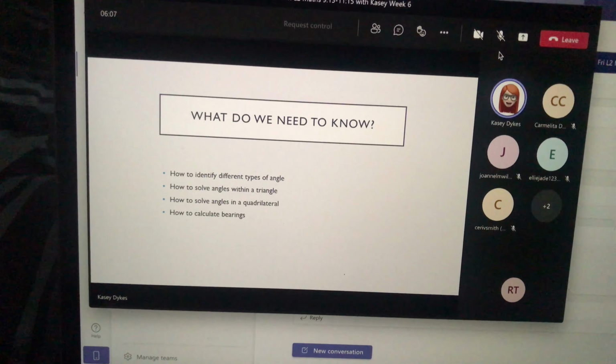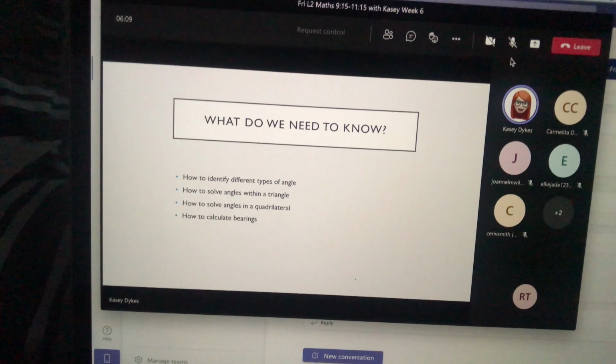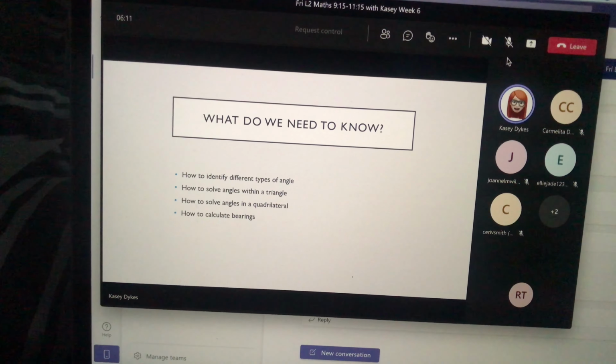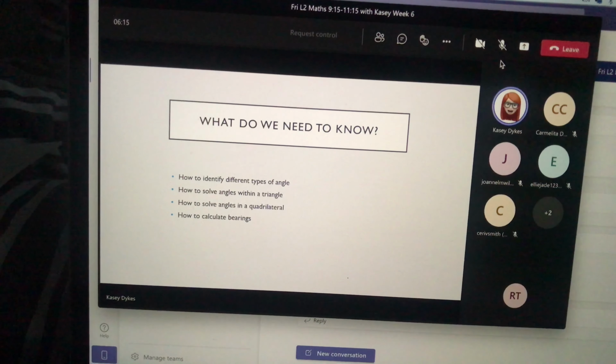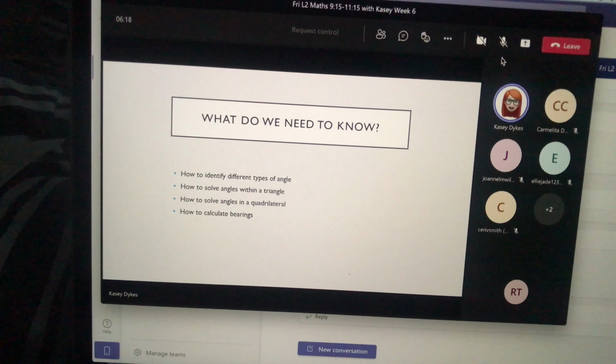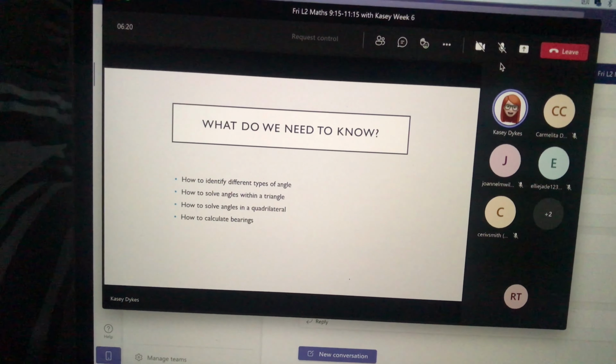Measure it in degrees, which is why we're doing it at the same time as angles. Most people don't know what bearings are, so we're going to get to that later on in the lesson. So first of all, our different types of angle.